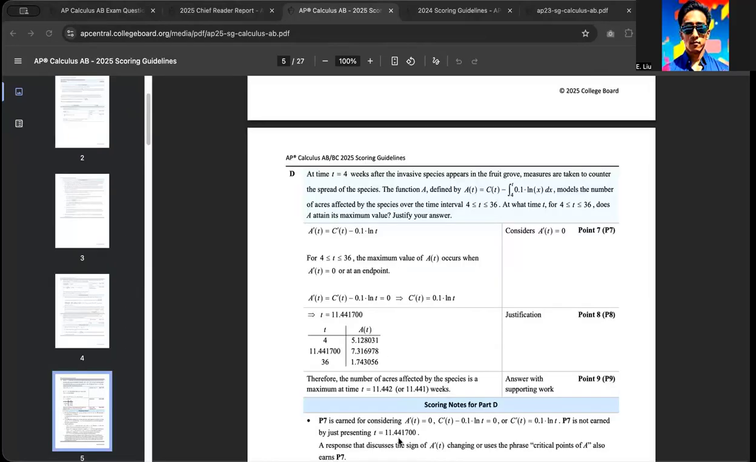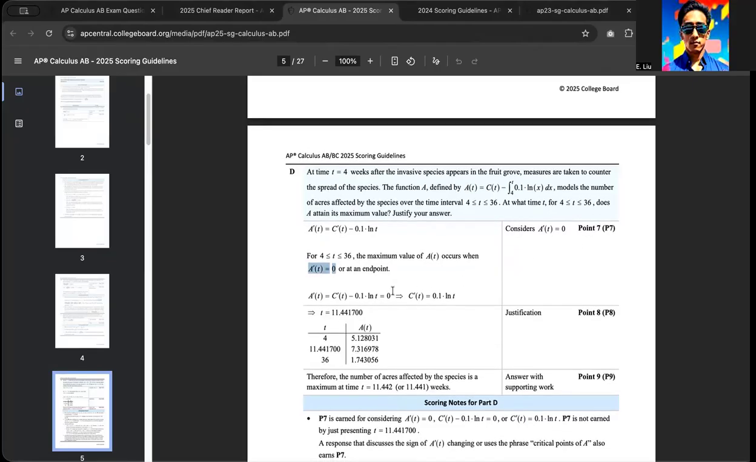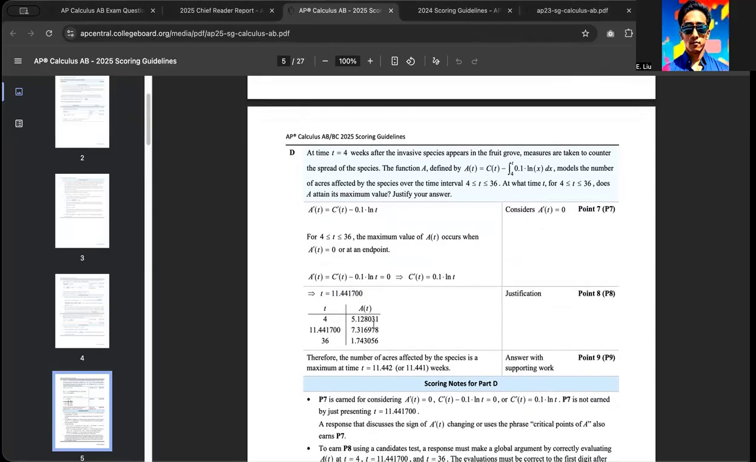So as a result, by showing that, we can show that we are at the maximum here. If you go back to the scoring guideline, our first point was setting up the derivative, the prime, equal to 0. We solved for t. In this situation, we used our calculator to solve for it, which is fine, and we can use it for justification. We plugged in 4, which was 5.12. Plugged in 36, that was 1.74.